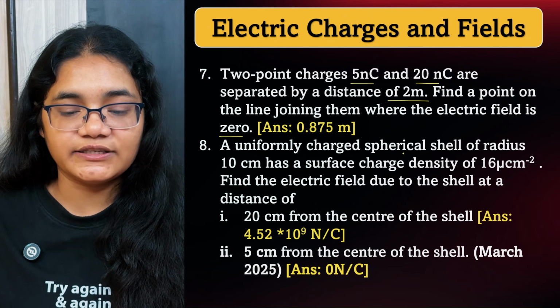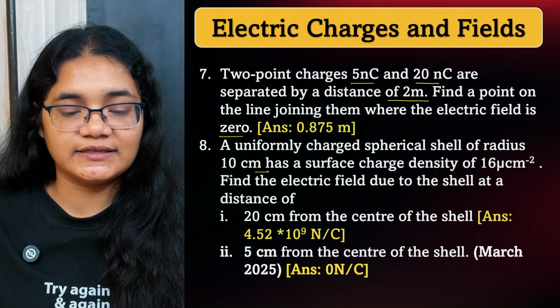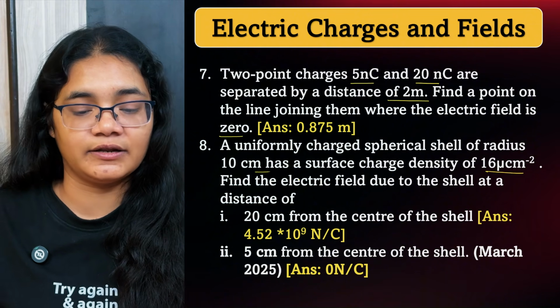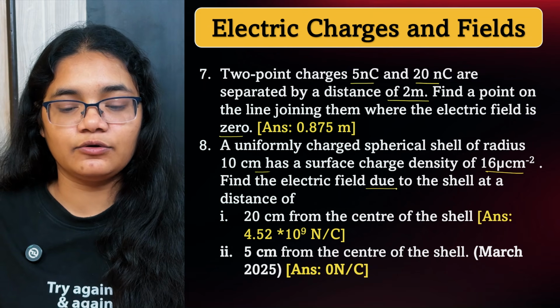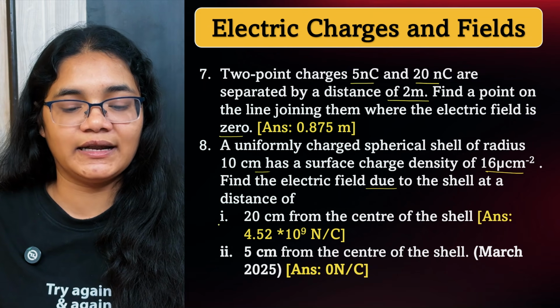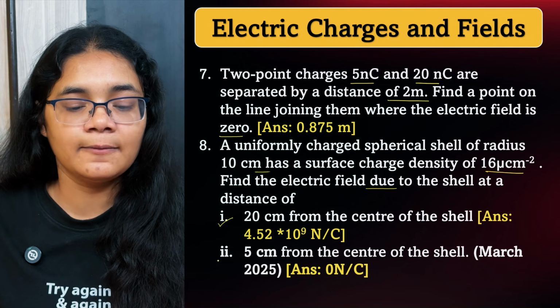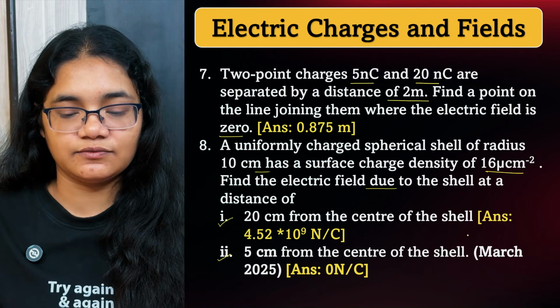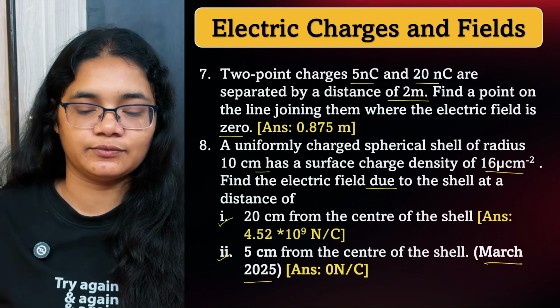Next, a uniformly charged spherical shell of radius 10 centimeter has a surface charge density of 16 microcoulomb per centimeter square. Find the electric field due to the shell at a distance of 20 centimeter from the center of the shell and 5 centimeter from the center of the shell. Now, this question was asked in March 2025 as well.